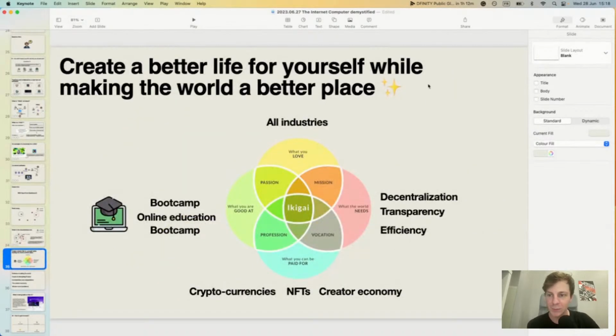So what does it mean to participate in the IC? What does it mean to create a better life for yourself? That would mean more people would be able to find their ikigai. It's the combination of what you like, what you can be paid for, what the world needs, and what you're good at. It's a very individual process to find it, but we have more and more tools that will help the next generation to find it.